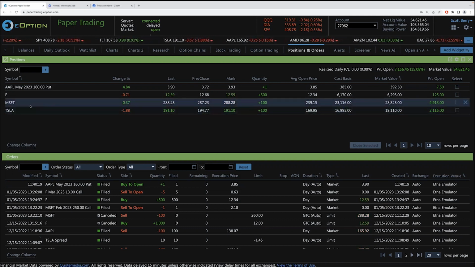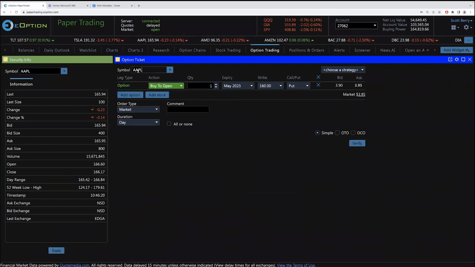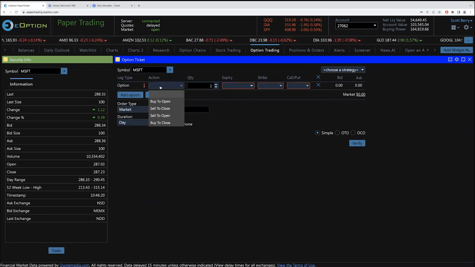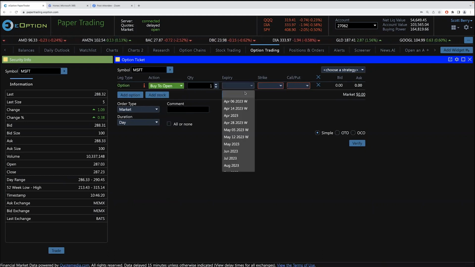So very simple. It's the same procedure as buying the Apple. We'll go ahead and go back to our option trading screen. We have 100 shares of Microsoft. We'll change the underlying symbol to Microsoft. And once again, we're going to go out past the earnings season in April. You hit add option, buy to open. We have one contract to cover our 100 shares.